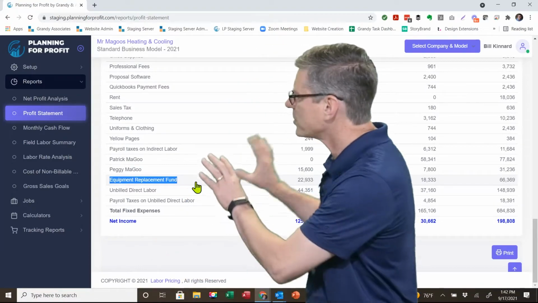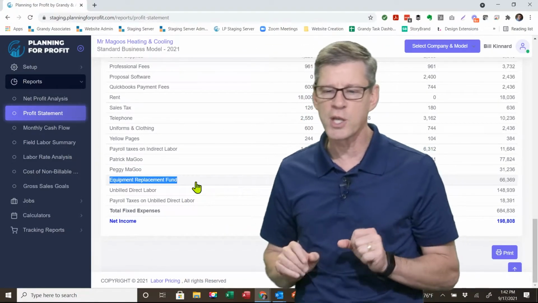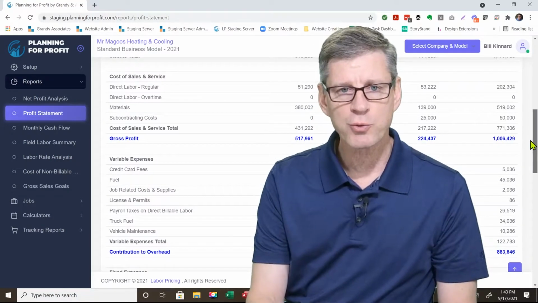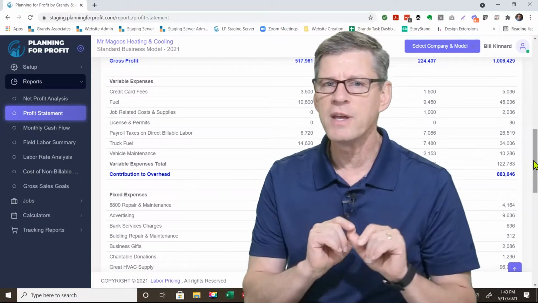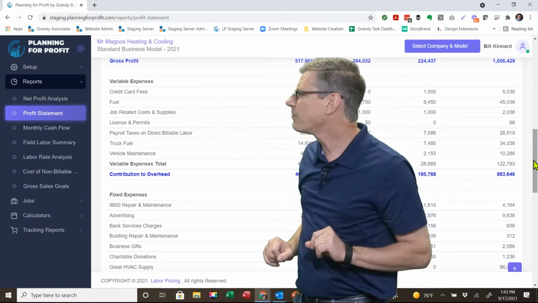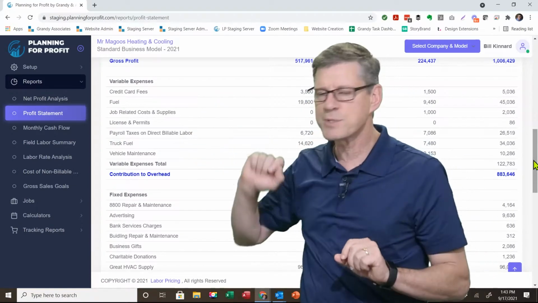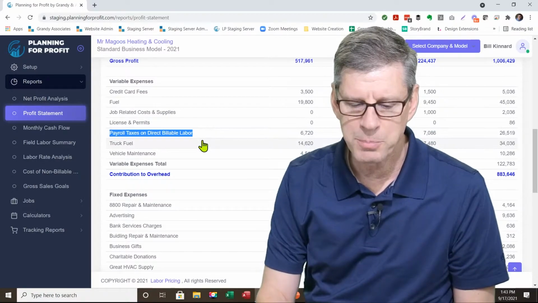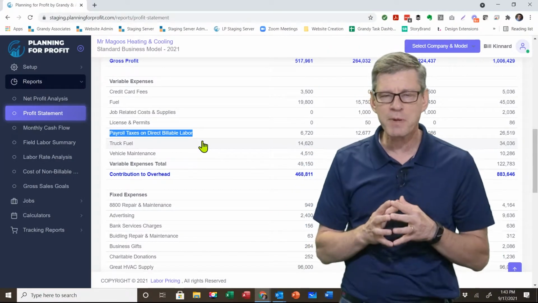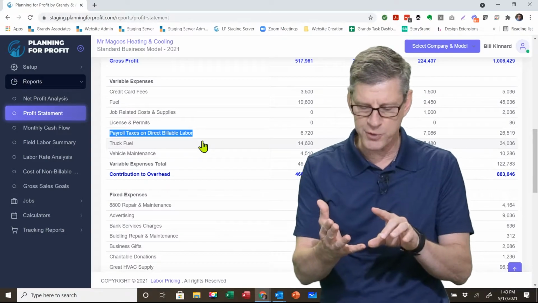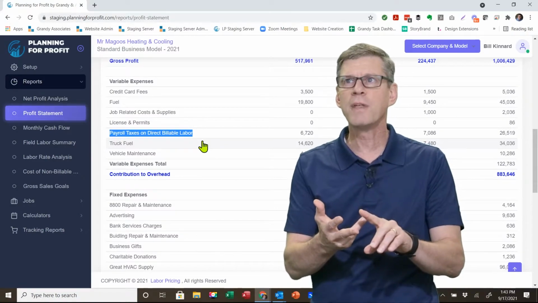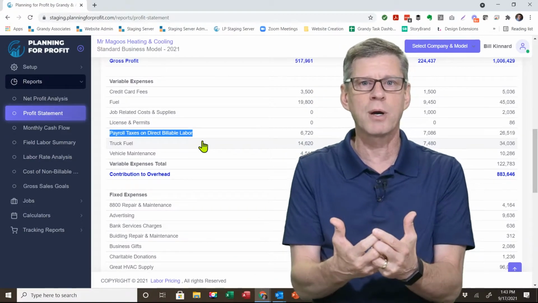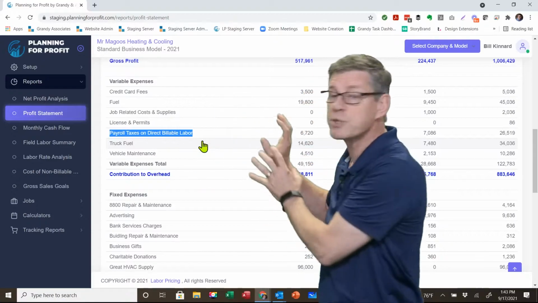One of the other differences on this report, on the profit and loss that you will see, is company matching taxes. So if I scroll to the top of here, and I'm going to go to the variable expense section of the report itself, one of the line items that you will see here is payroll taxes on direct billed labor. Right? So in other words, your company matching payroll taxes, your Social Security, your Medicare, the federal unemployment, state unemployment, the portion that you have to pay as a company owner, really shows up here in three different places.